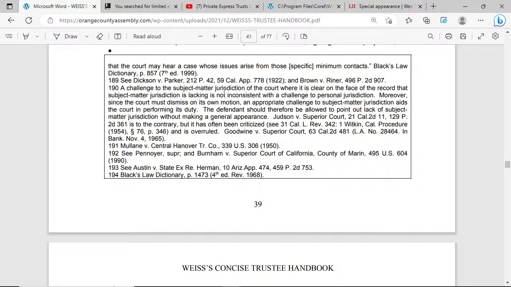Now, a challenge to the subject matter jurisdiction of the court, where it is clear on the face of the record that subject matter jurisdiction is lacking, is not inconsistent with a challenge to the personal jurisdiction. Moreover, since the court must dismiss on its own motion, an appropriate challenge to the subject matter jurisdiction aids the court in performing its duty. The defendant should therefore be allowed to point out lack of subject matter jurisdiction without making a general appearance. It is to the contrary, but it has been often criticized and overruled.